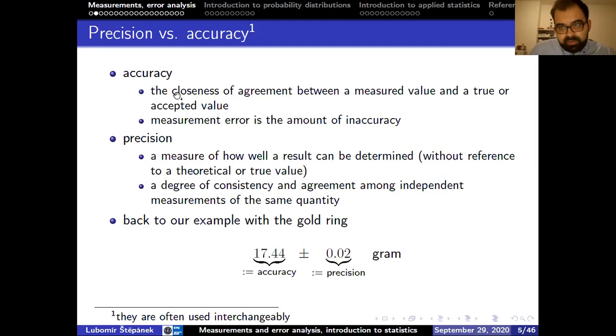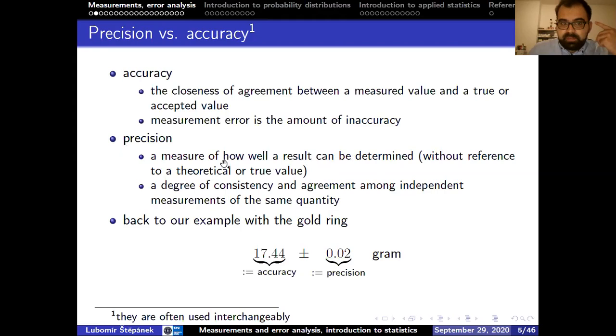Of course, we would like to have the best possible accuracy in each of our measurements, so the closeness should be as high as possible. Measurement error is the amount of inaccuracy, because inaccuracy is just the opposite of accuracy. So if the measurement error is high, it is estimated by an amount of inaccuracy. And the second concept, precision, is a measure of how well a result can be determined without reference to a theoretical or true value. So in this case, it is not necessary to know the true or theoretical value.